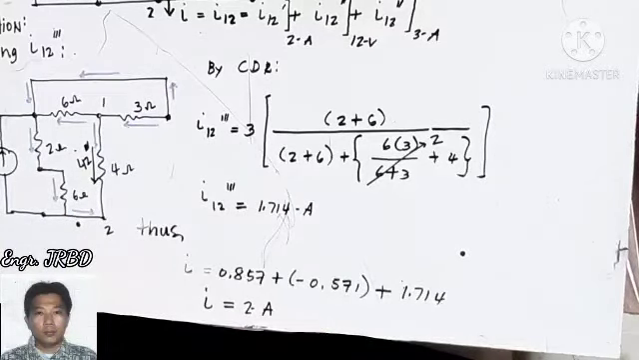Okay? You can counter check this by nodal, by loop, or even by Kirchhoff's, because I believe we already have this one as our example previously. Okay?